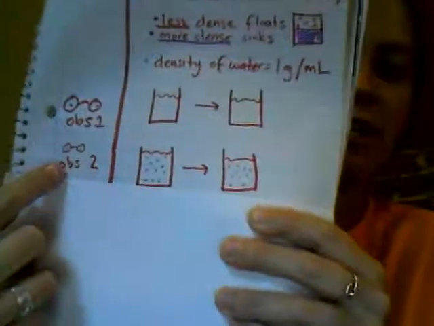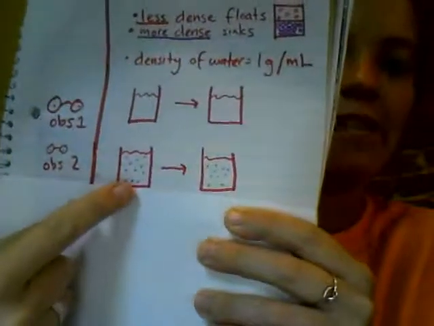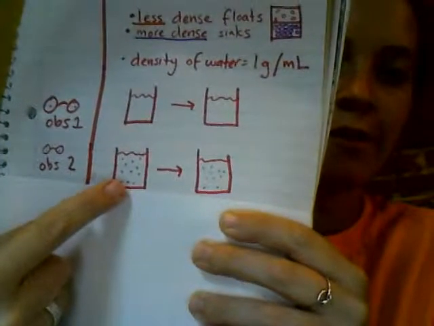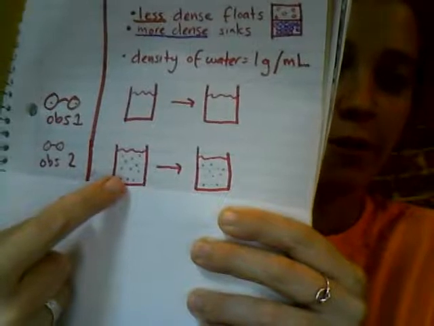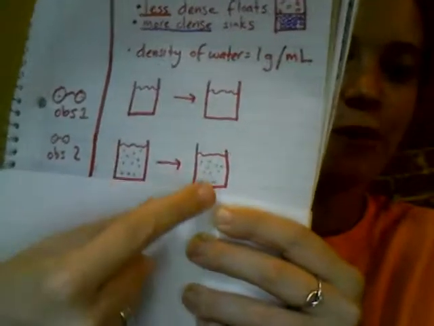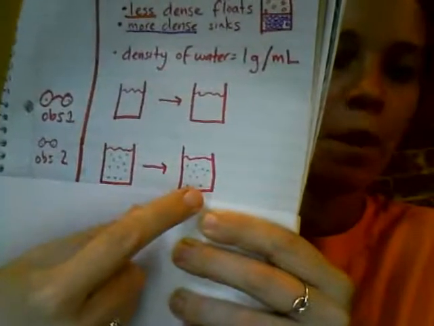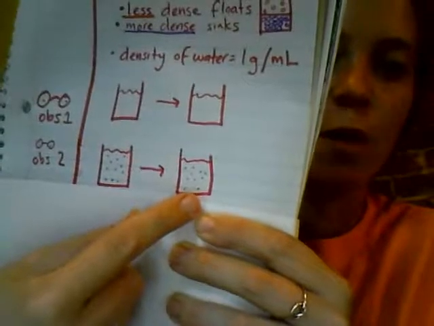Okay, let's make a second observation. So go ahead in your notebook. Go ahead and write observation 2. I'm going to add some salt to the water. So you're going to do the salt water. But then your observation, the after, is going to be what the egg does in the salt water.